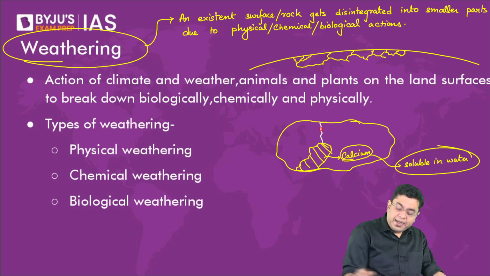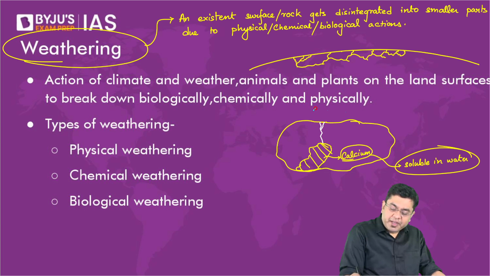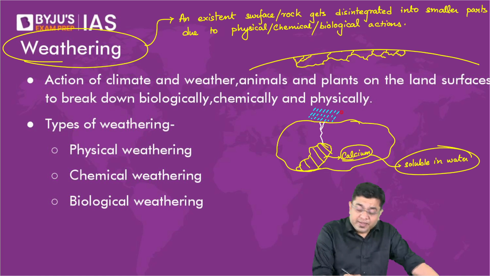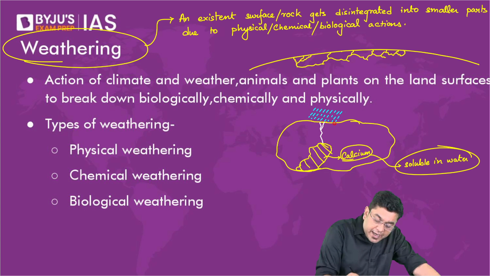Now, after that, if there is a significant amount of rainfall which occurs, what will that rainfall do? That rainwater will start percolating through here into these cracks, right? They will dissolve this calcium. It will form a kind of a pool.